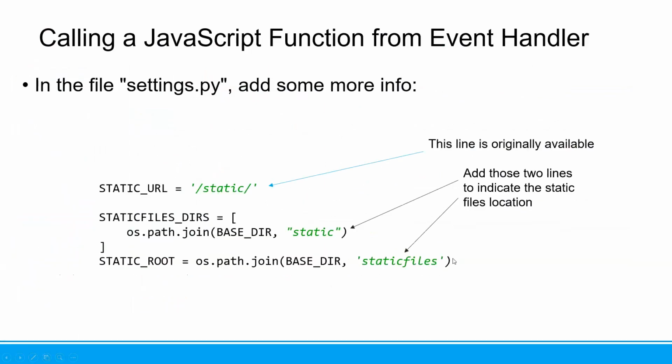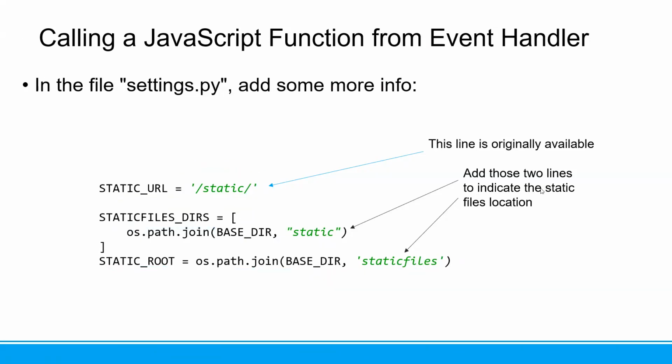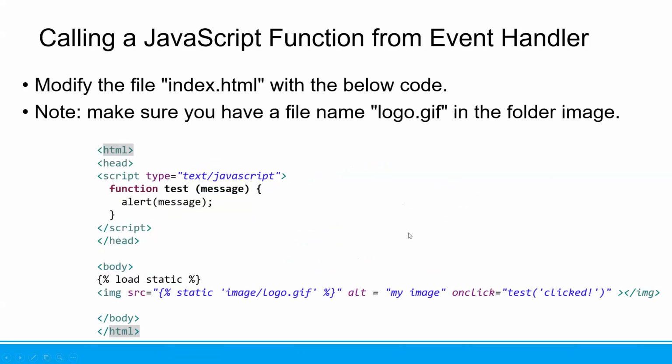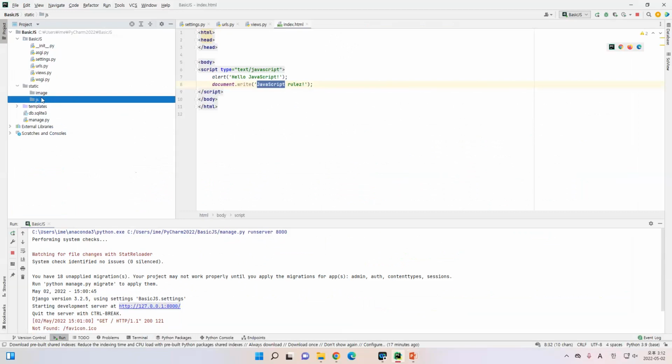Now, what I want to explain is about the settings of UI. So make sure that your static URL, or we can say this is the statement to show where the static folder is. So this is the static folder. We want to define where your static folder is. And then in the static root, we want to use the base directory and the static files. So let's see. I already have my image and JS folder.